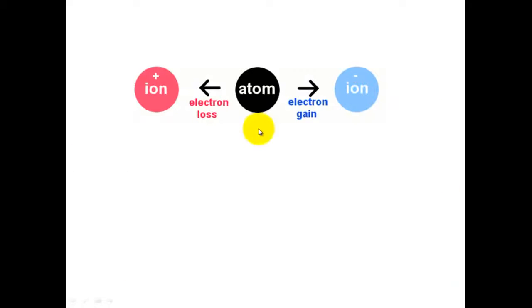So just in summary, an atom will either lose electrons to become an ion or gain electrons to become an ion. If it loses electrons, it will become a positive ion, and this is known as a cation. If it gains electrons, it becomes a negative ion. This is known as an anion. 2 ways to remember each one.